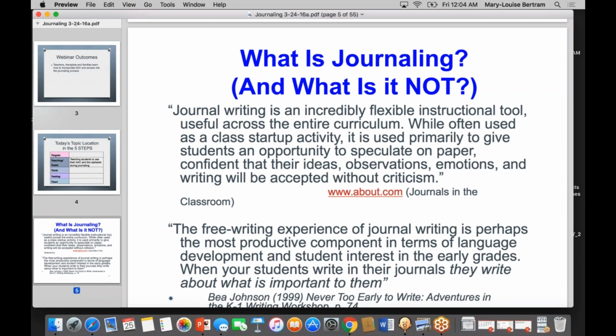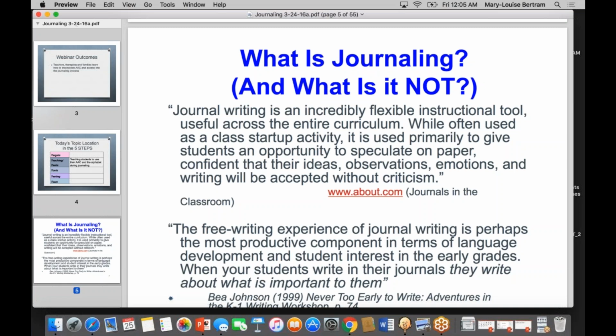About what is journaling. It's an instructional tool useful across the entire curriculum. While often used as a class startup activity, it is used primarily to give students an opportunity to speculate on paper, confident that their ideas, observations, emotions and writing will be accepted without criticism. That's from about.com, Journals in the Classroom. Second quote, the free writing experience of journal writing is perhaps the most productive component in terms of language development and student interest in the early grades. When your students write in their journals, they write what is important to them.